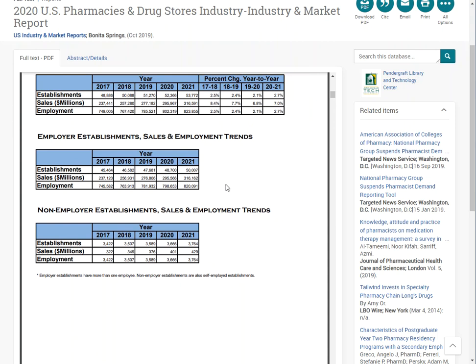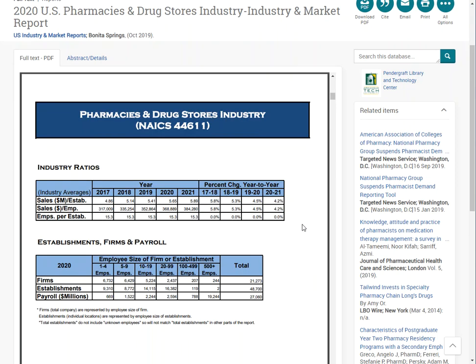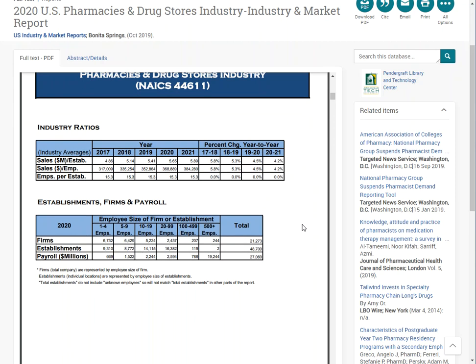Then you go with employer establishments. That's ones that have employees, and non-employer establishments, that's ones where the owner is the only employee, so they count it as a non-employer establishment. So there's a lot fewer of those, but there are a lot of single-person drugstores that have no employees considered for the drugstore. And you can look at other things in here too.